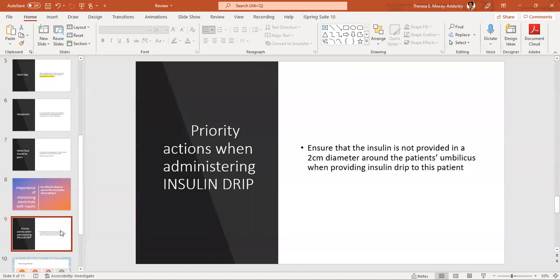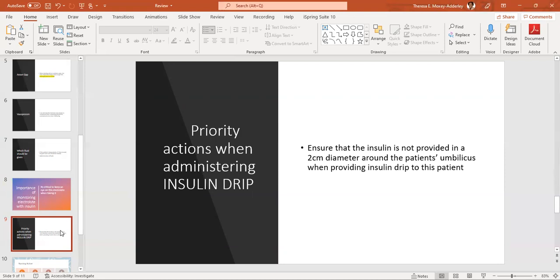Priority actions when administering insulin drip. This was most disheartening when I saw this. Now, keep in mind, guys, there are several groups that did do well. Very good, congratulations. But the groups that are writing like this, you need to get down into your books this weekend.